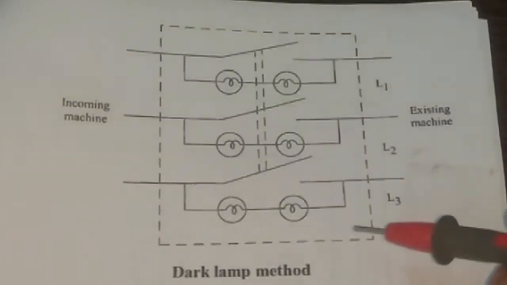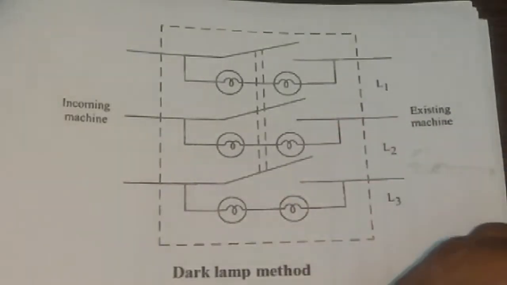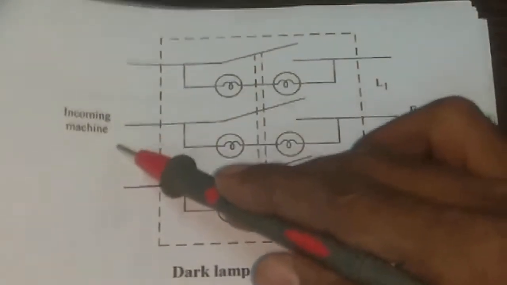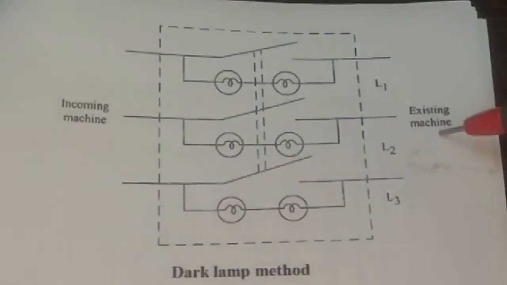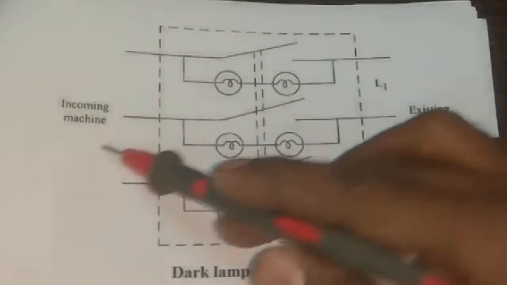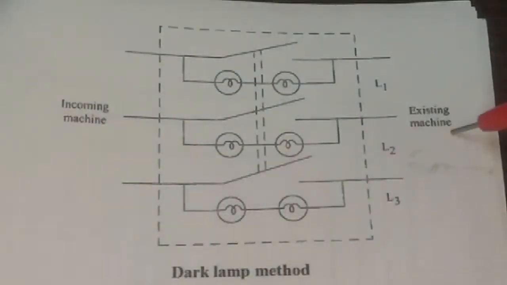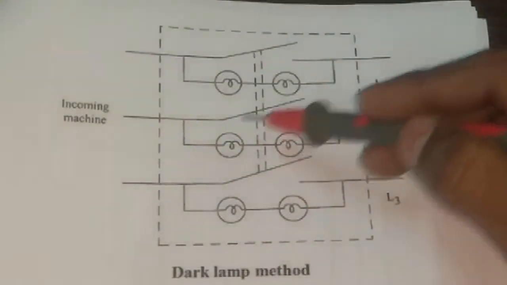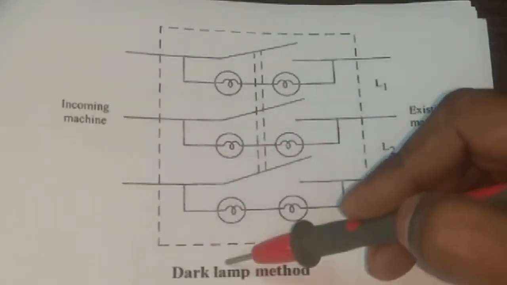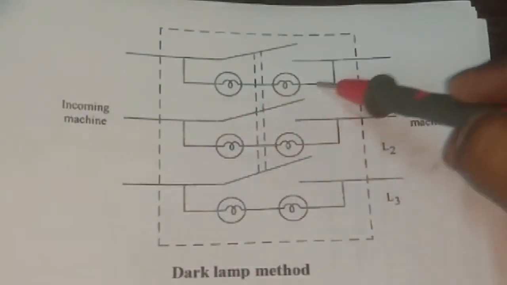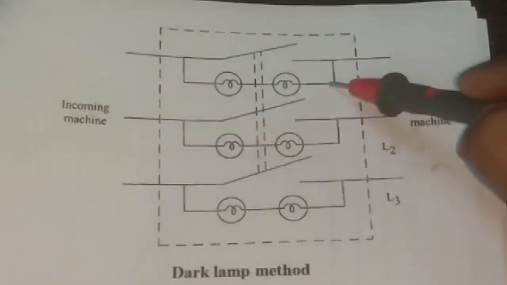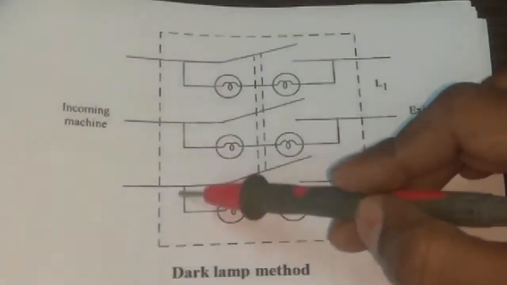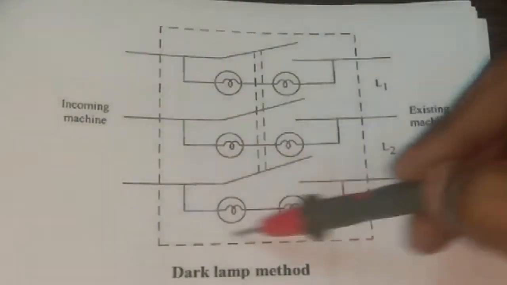This is the circuit diagram for the dark lamp method. You can see that for the dark lamp method, the output of alternator A and the output of alternator B, one we call the incoming alternator and the other the existing alternator, is connected to the synchronizing switch. And for the dark lamp method, a pair of lamps is connected across this synchronizing switch. Pair of lamp 1, pair of lamp 2, pair of lamp 3. This is a circuit diagram for the dark lamp method.